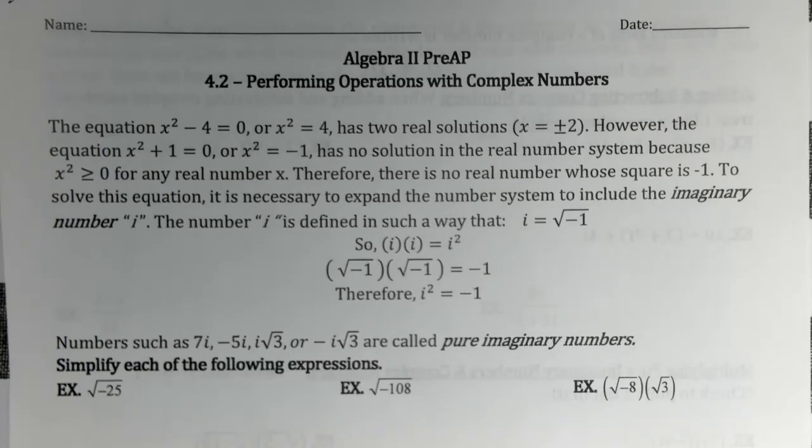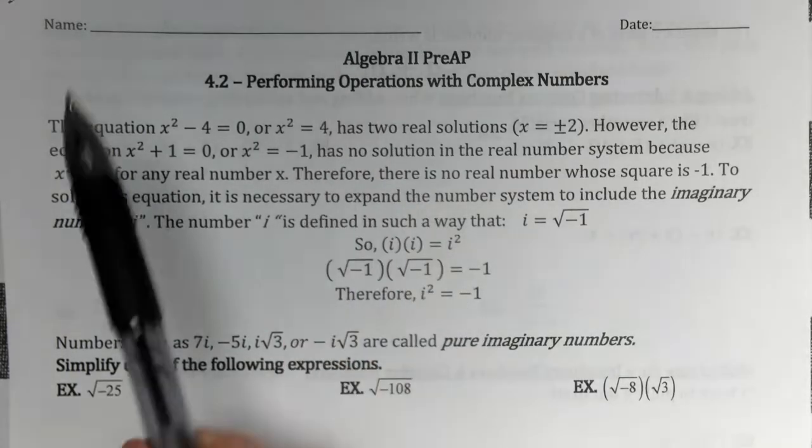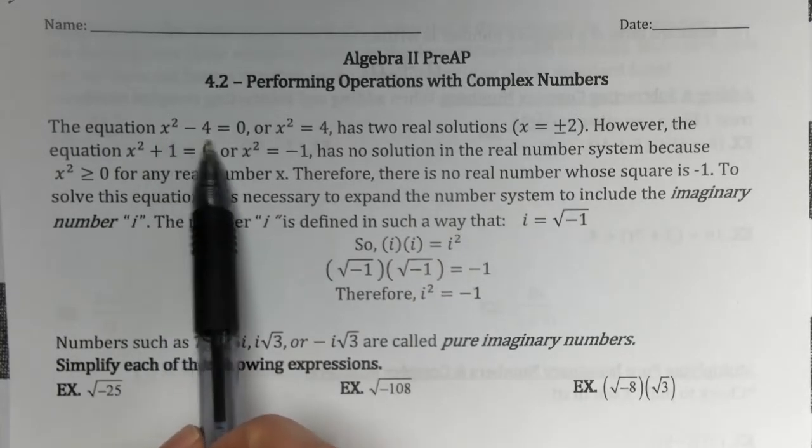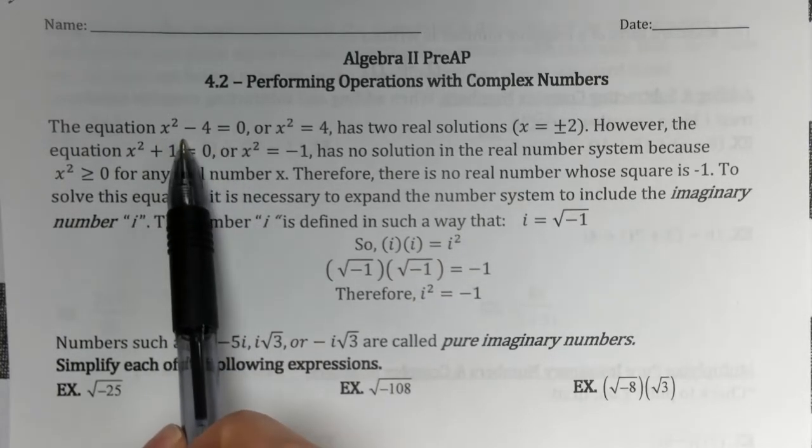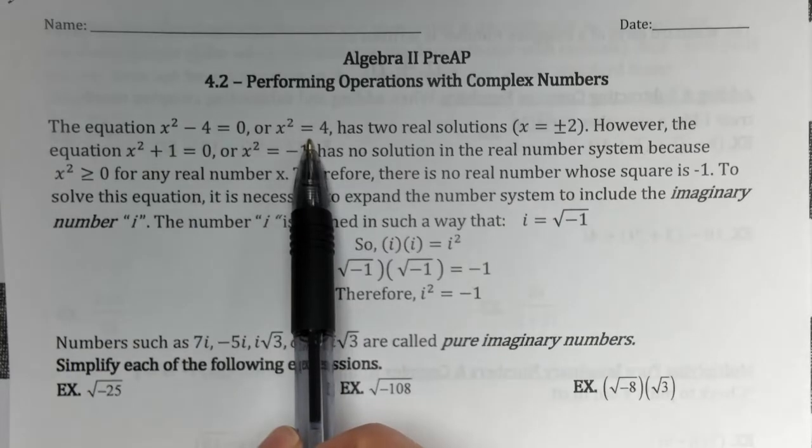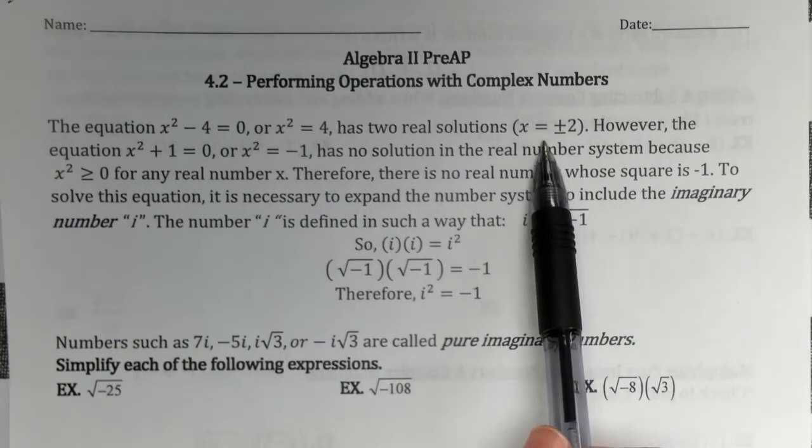Okay, we're going to discuss imaginary numbers and complex numbers, and they're really not bad. So if you had the equation x squared minus 4 equals 0, you would add your 4 and get x squared equals 4, and then when you take the square root, you get x equals 2 and x equals negative 2, okay?